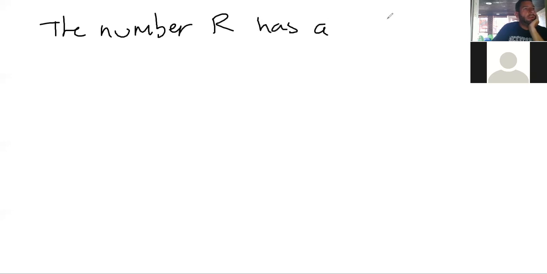So this number R has a name. It's called the universal gas constant, or the ideal gas constant. Whatever.